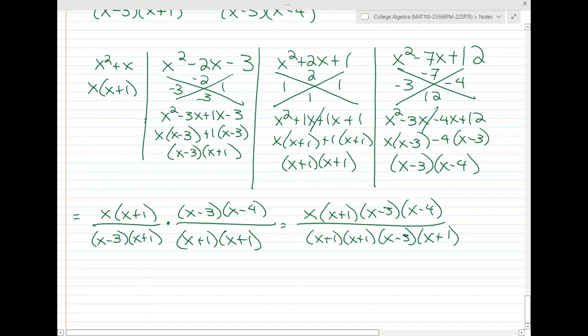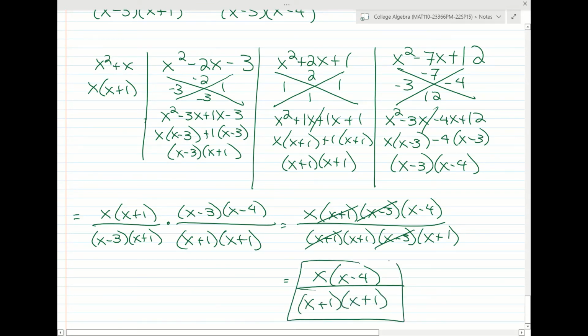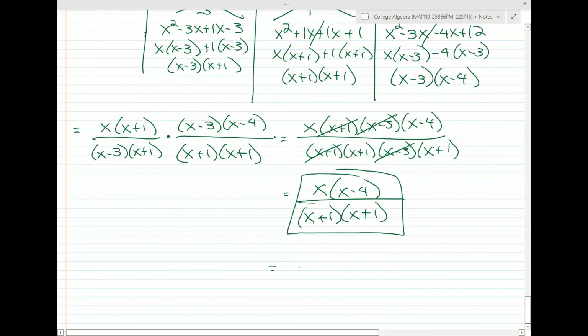It does look like we get an x plus 1 that cancels. Looks like we get an x minus 3 that cancels. The final answer would just be x times x minus 4 over x plus 1 times x plus 1. That's a totally acceptable answer. Nothing wrong with that. If you want, you could even write it a little bit fancier: x times x minus 4 over x plus 1 times itself, or just squared. Either one of these is fine.